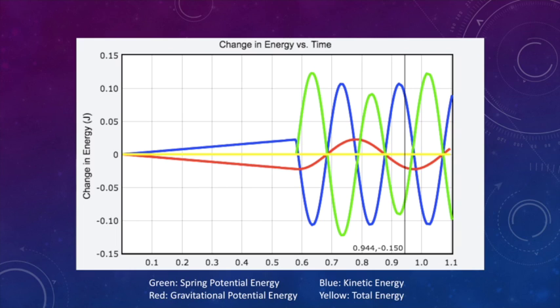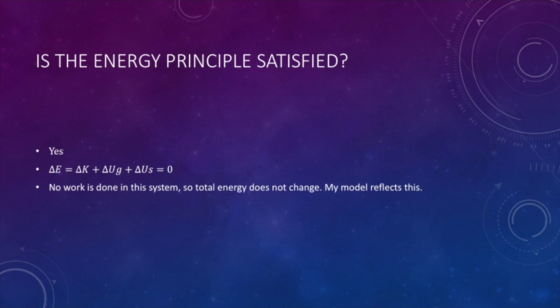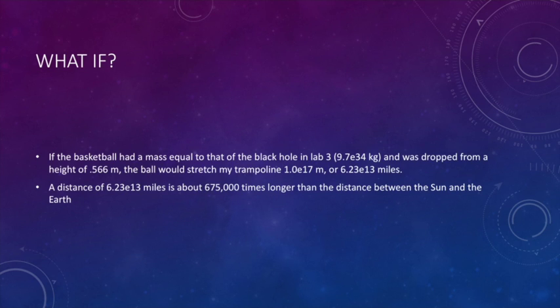This plot graphs the changes in energy over the course of the experiment. Note that there is no spring potential energy, in green, until the ball makes contact with the spring. After the ball hits the spring, individual energy changes are periodic, but total energy, in yellow, does not change throughout the experiment. Because of this fact, the situation satisfies the energy principle. Total energy change, the sum of changes in each individual energy, is zero. This is because no work is done on the system.